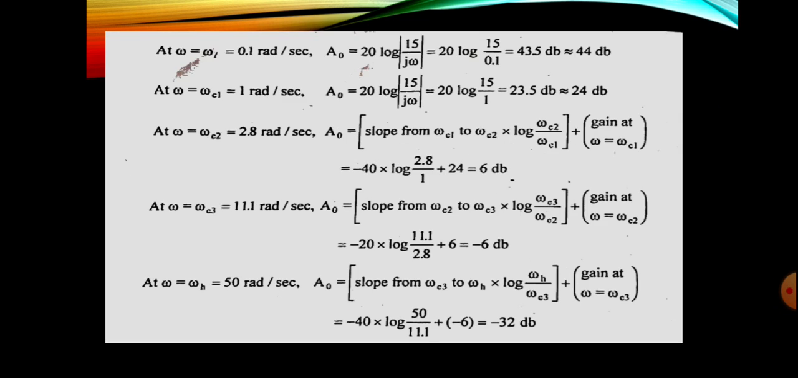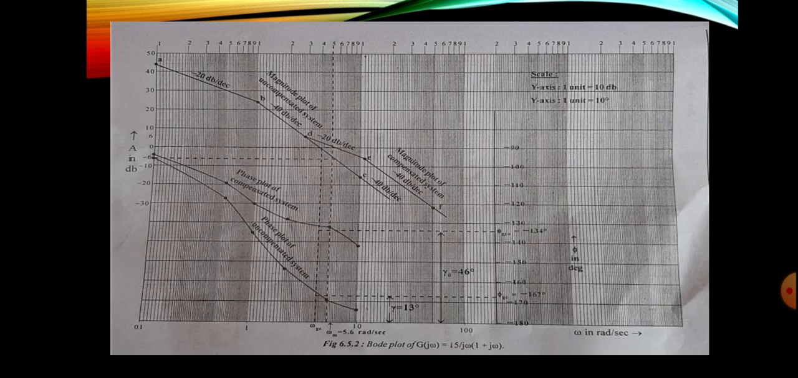Similarly, you will find a difficulty in marking 11.1 radian per second. For 11.1 radian per second, gain value is minus 6. Where does this 11.1 come? See, up to this point it is 10, and after that this is 100, up to this 100. 1 to 1, it is 100. That means each small division contains 1 to 2, it will be 10. This is 20, this is 30, this is 40, like that. That will be the division.